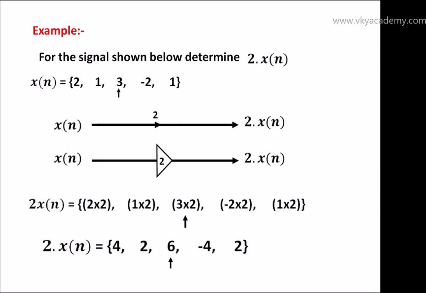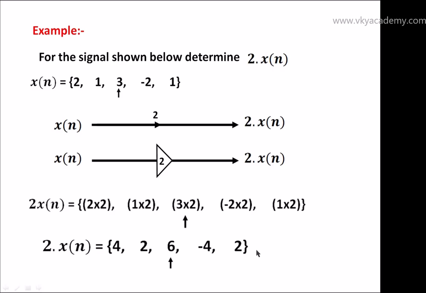So this is one example. For the signal shown below, determine 2 times x[n]. The signal is given as x[n] equal to 2, 1, 3, minus 2 and 1. The arrow mark is under the sample 3. The scalar quantity is 2. 2 is multiplied with x[n] and the result is 2 times x[n]. So 2 into 2, 1 into 2, 3 into 2, minus 2 into 2, 1 into 2. And the resulting sequence is 2 times x[n], which is 4, 2, 6, minus 4, 2.